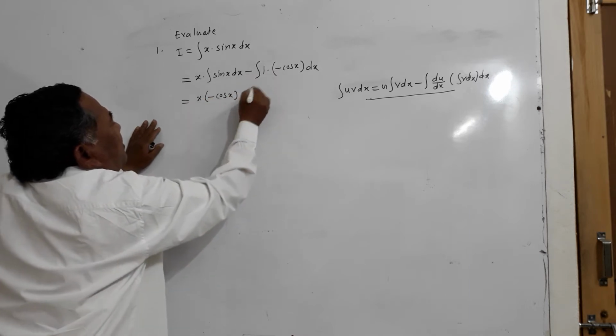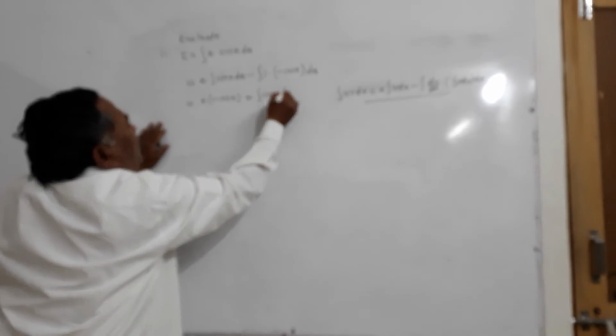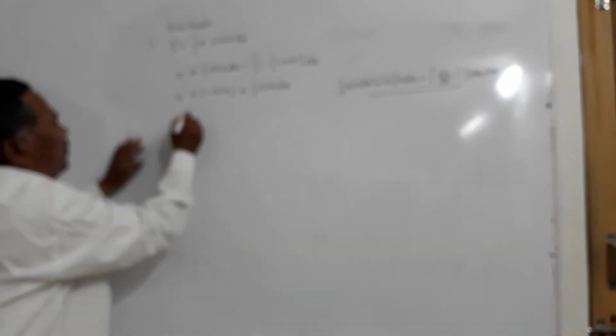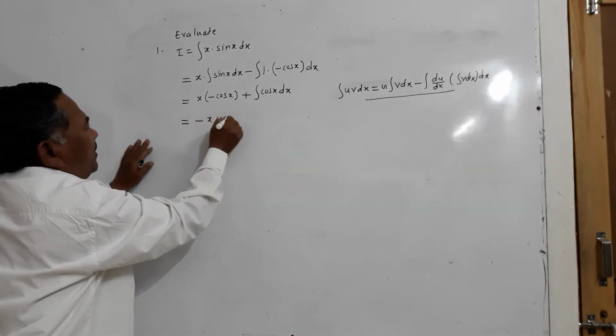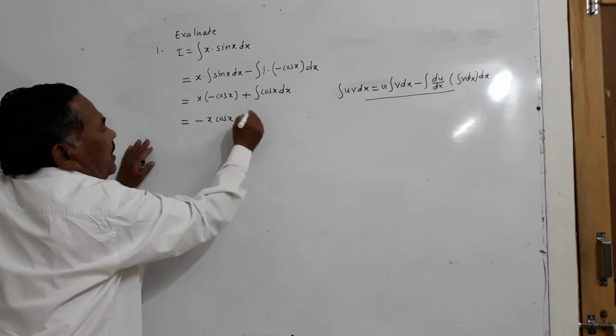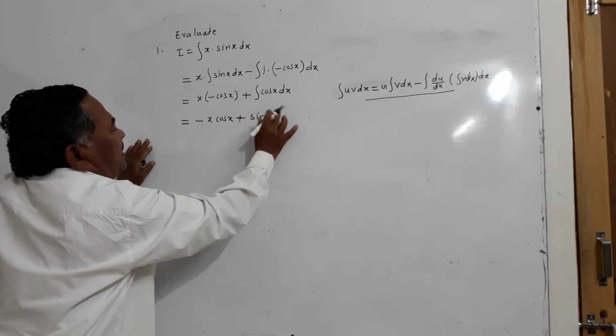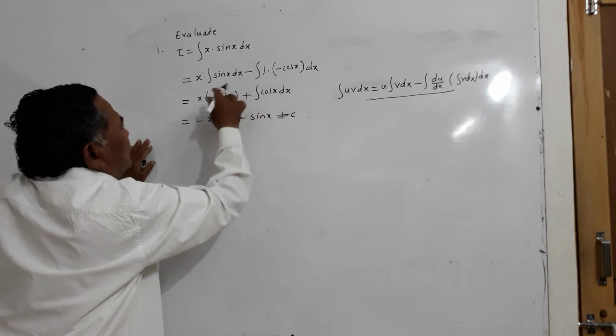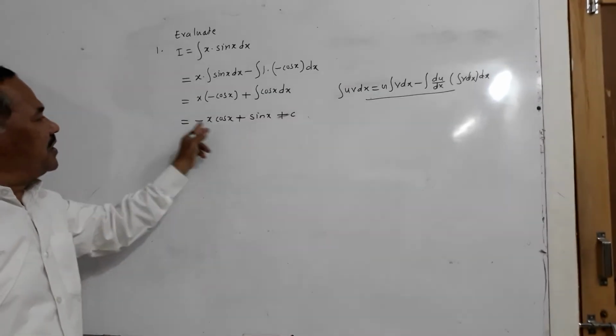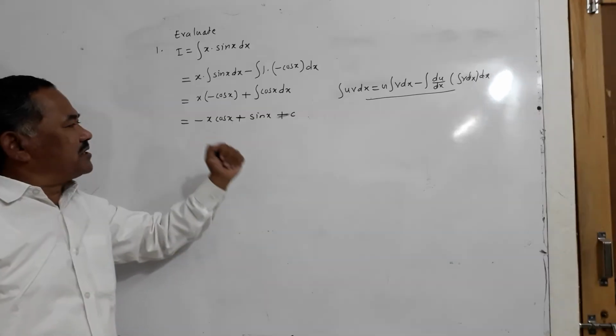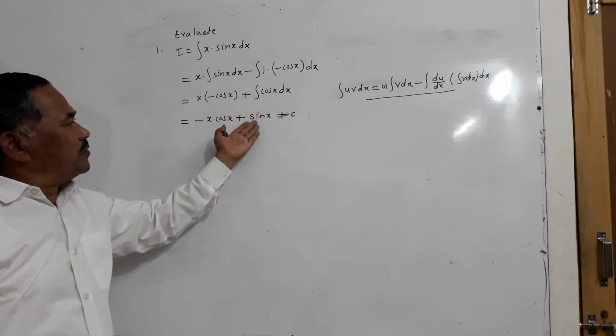Minus becomes plus integral of cos x dx. Therefore, it is equal to minus x cos x plus, this is also a standard formula, its value is sine of x, and then finally plus c, because the integral operator from this step we eliminate by using our appropriate standard formula, and its result we know is sine of x.